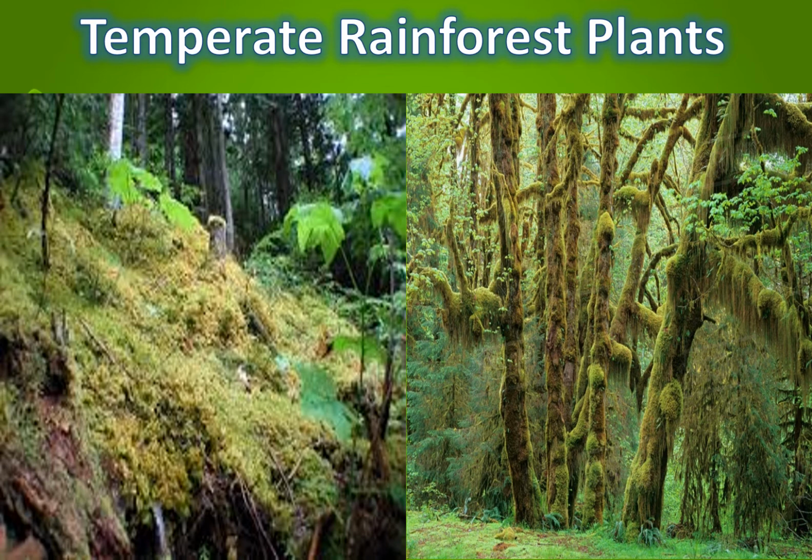Cool temperatures lead to slow decomposition, but some plants live on other plants to reach the sunlight. These plants are called epiphytes. Mosses and ferns live atop other plants to reach sunlight. If you look at the picture, this greenery that is attached to the bark of those trees are the mosses and ferns.